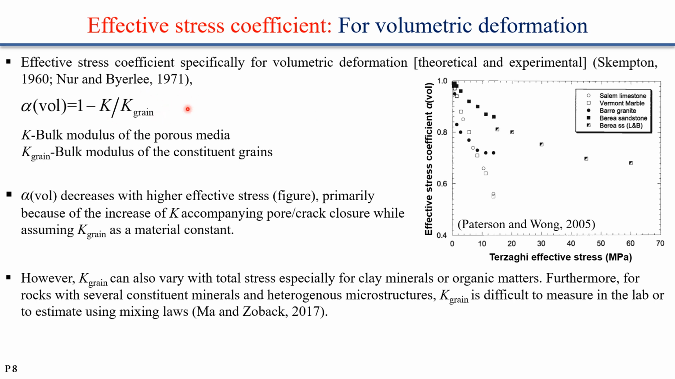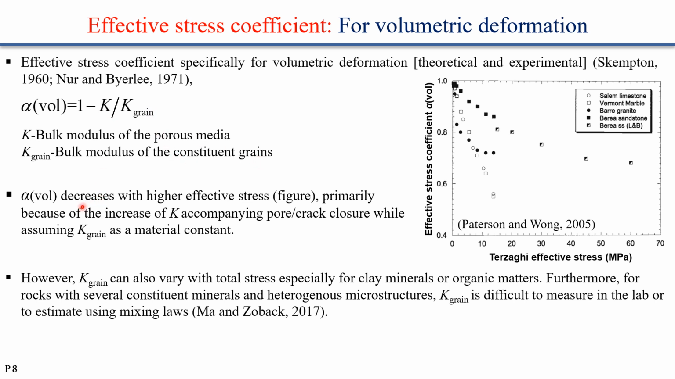This equation is the effective stress coefficient specifically for volumetric deformation. It's an important parameter in poroelasticity. It has been first theoretically derived by Skempton in 1960 and then experimentally validated by Nur and Byerlee in 1971. It tells us that the effective stress coefficient for volumetric deformation can be obtained by subtracting the ratio between the bulk modulus of porous media and constituent grains from unity.